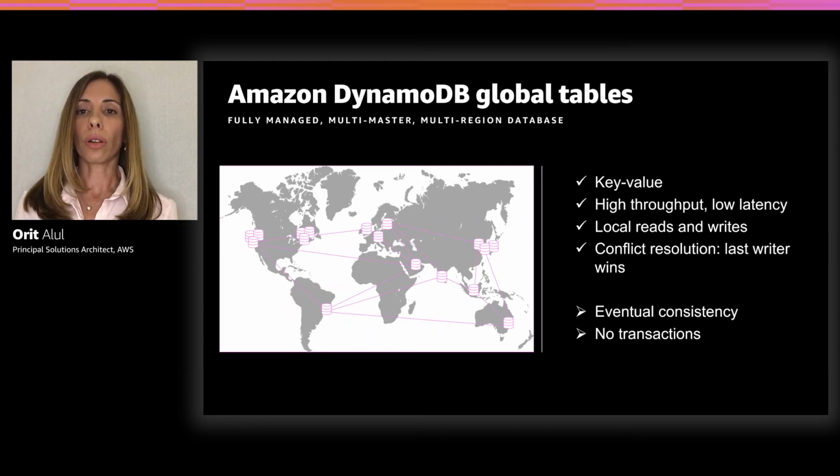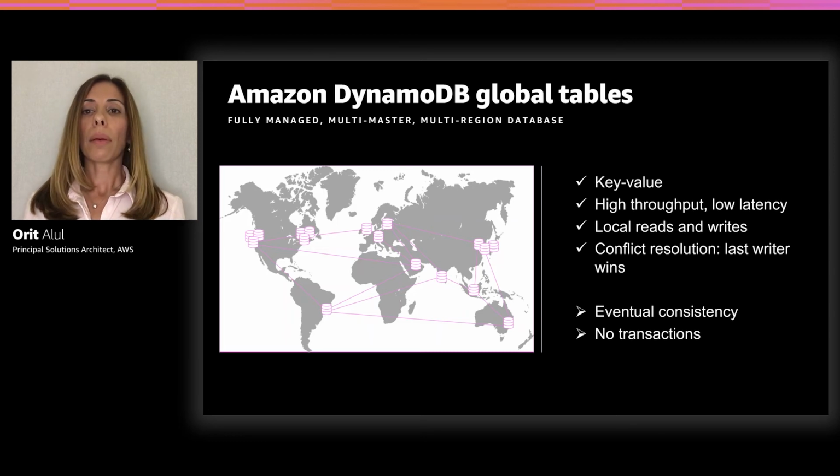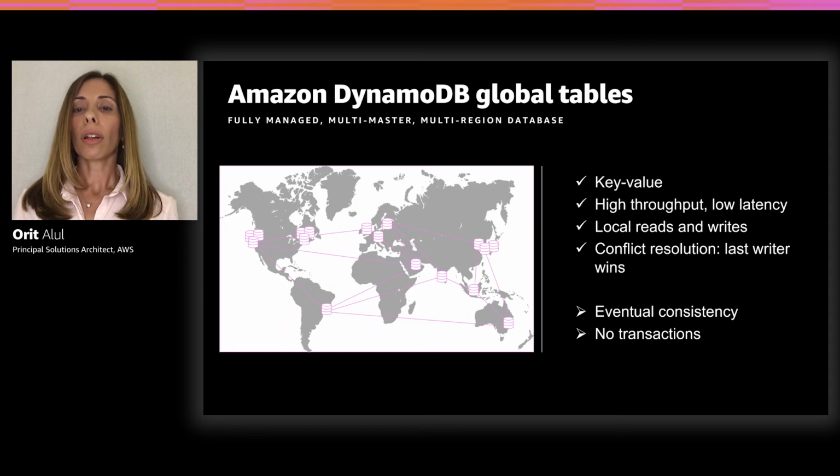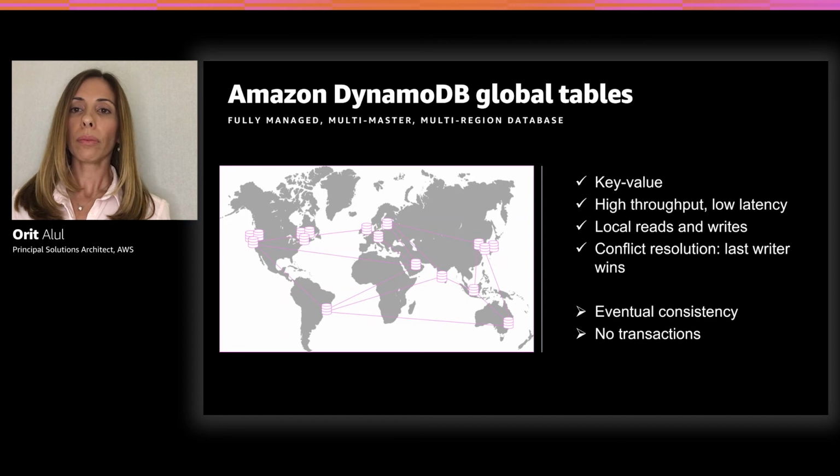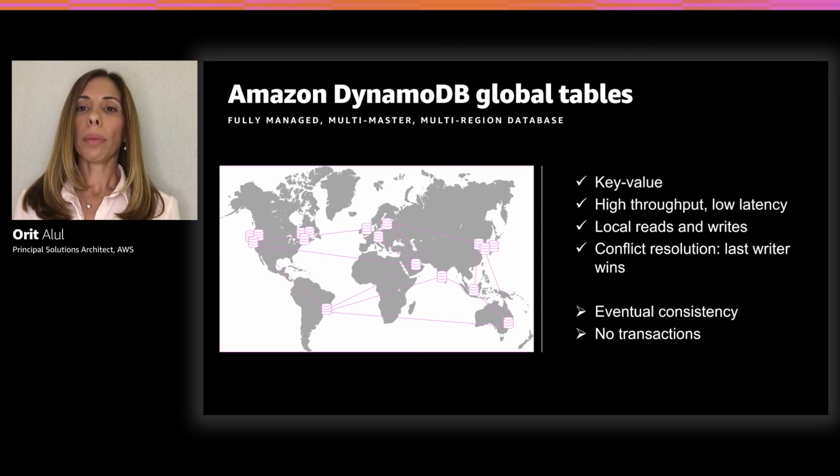So how does it work? Amazon DynamoDB Global Tables consists of several replica tables, one in each AWS region, that DynamoDB treats as a single unit. Every replica table has the same table name and the same primary key schema.